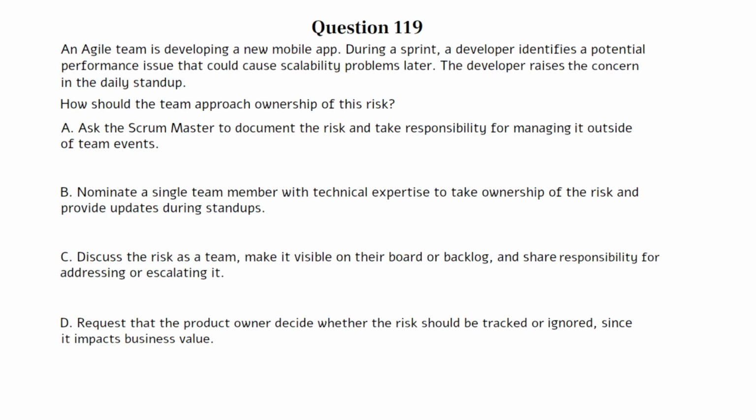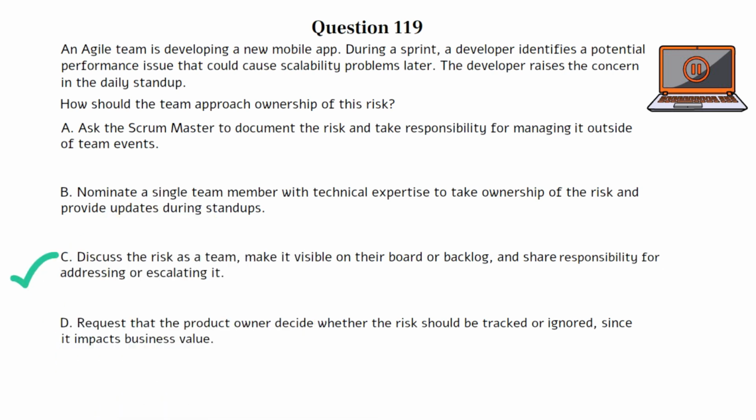A. Ask the Scrum Master to document the risk and take responsibility for managing it outside of team events. B. Nominate a single team member with technical expertise to take ownership of the risk and provide updates during stand-ups. C. Discuss the risk as a team, make it visible on their board or backlog, and share responsibility for addressing or escalating it. D. Request that the product owner decide whether the risk should be tracked or ignored since it impacts business value. You can pause the video here if you need more time to work on the question.